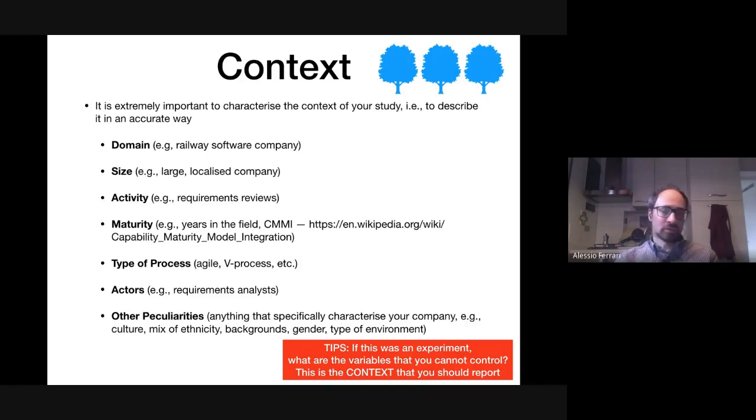You cannot control the domain. You cannot control the size. The activity is already defined. Type of process is already defined. So these are all the aspects that, if this was an experiment, would be part of your controlled variables that you need to randomize in the experiment. But in the case study, you cannot.